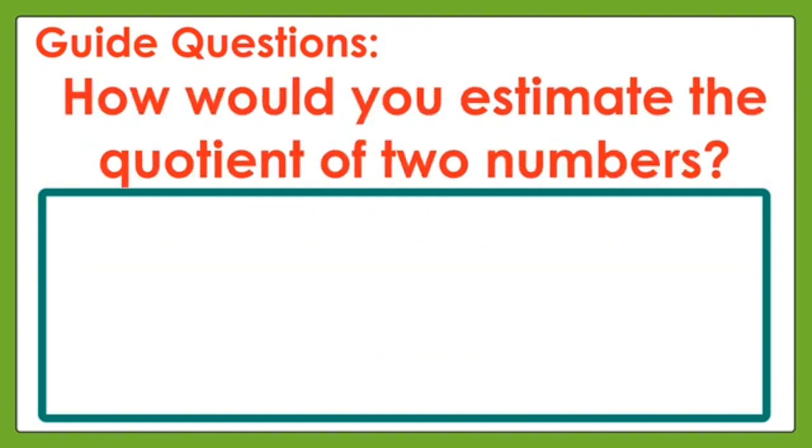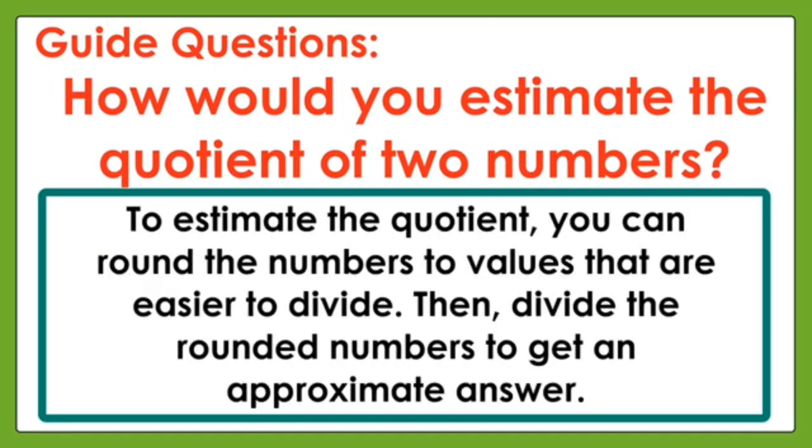Second, how would you estimate the quotient of two numbers? To estimate the quotient, you can round the numbers to values that are easier to divide. Then, divide the rounded numbers to get an approximate answer.